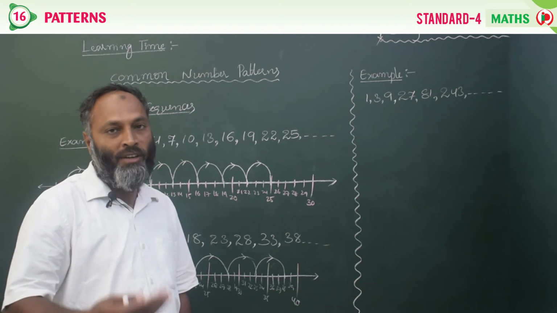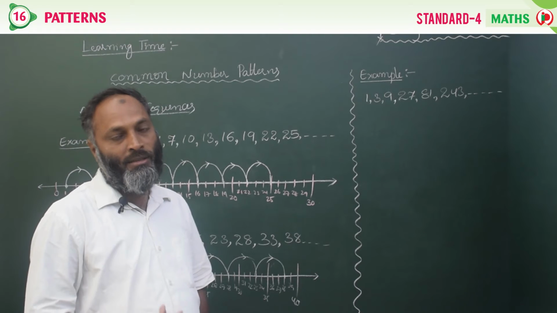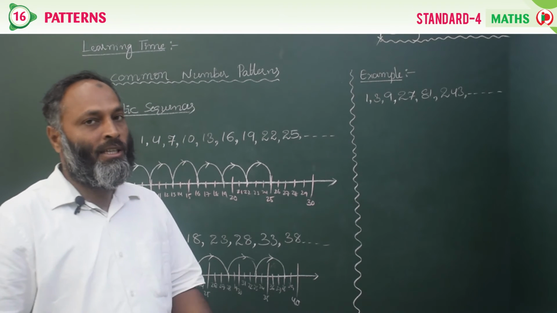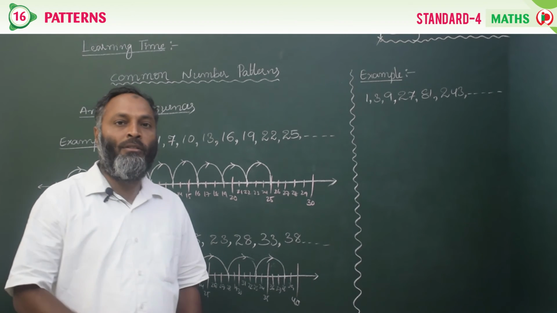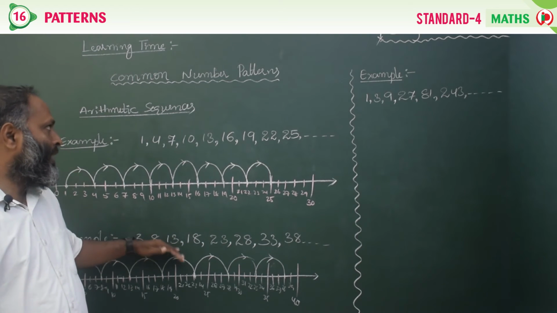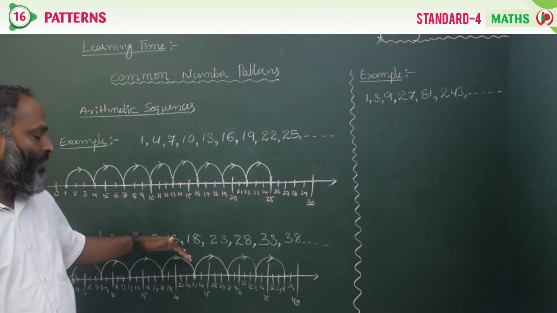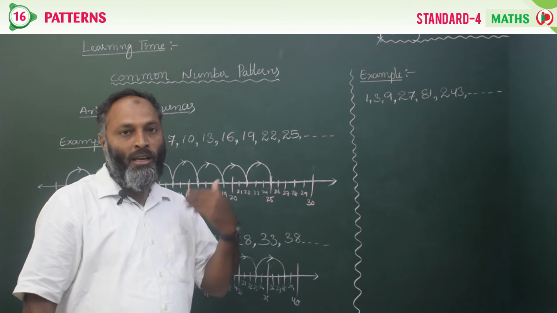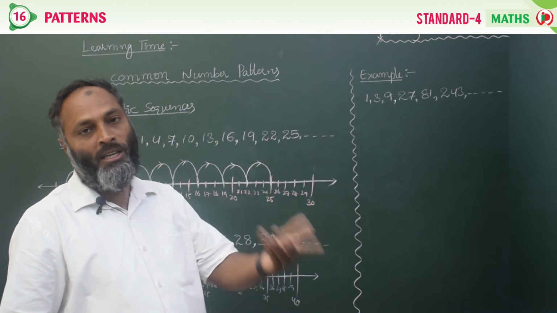If you add plus 5, plus 5, plus 5 to the previous term, then you will get the very next consecutive term. So, what is the sequence here? What is there in the pattern? In the pattern, if you add plus 5, then you will get the next term.